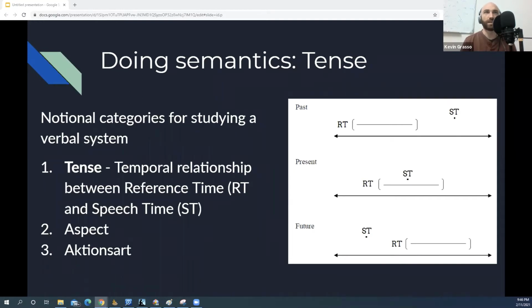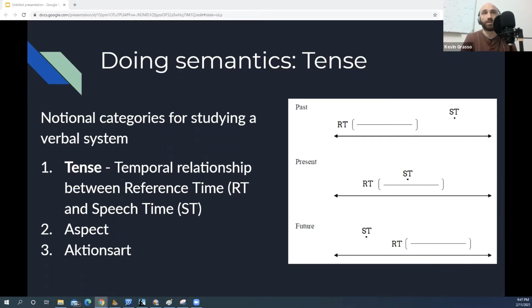So tense is a notional category. Sometimes tense is used to talk about a tense form. Basically, people use the word tense to refer to a specific morphological form. That's not how we're using it here, right? I'll always say form. So tense here is a certain temporal relationship, and it's specifically the relationship between the speech time and the reference time. So this is a simplified definition.